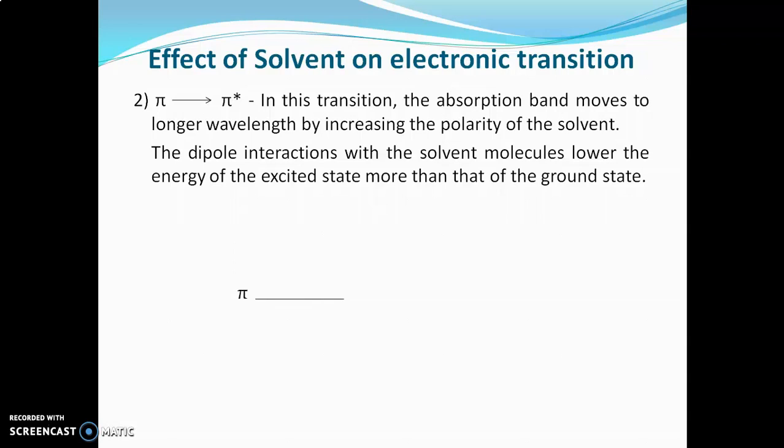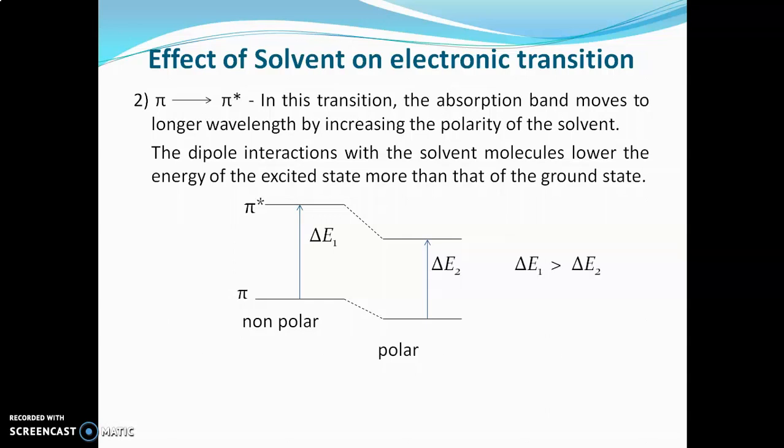If this is the ground state, the pi bonding state, electrons have to jump to the pi antibonding excited state, and the energy required is delta E1 in non-polar solvent. But if we change the non-polar solvent to a polar one, the energy of the excited state, that is the pi antibonding state, decreases drastically, because in this transition the excited state is more polar. So the excited state's energy will decrease drastically. But the ground state's energy will not decrease so much, and it will have a little bit lower energy than in the non-polar solvent. Now in the polar solvent, the electron has to jump this much distance.